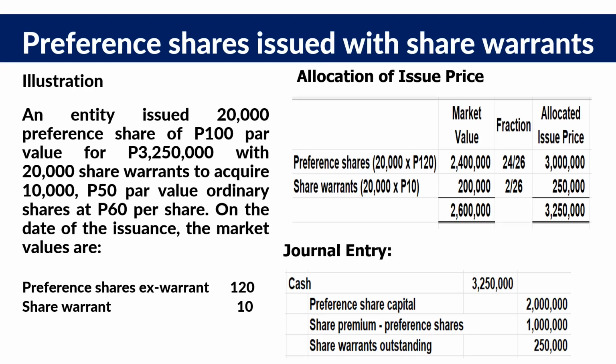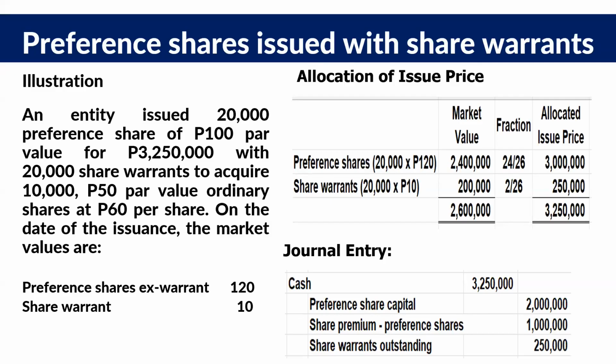Okay, next is preference shares issued with share warrants. Usually, the reason these companies are issuing preference shares is that they need money. So the share warrants are like an additional attraction, because it is another feature of the preference share. So how do we account for it if the preference shares are issued with share warrants? So what do we do?